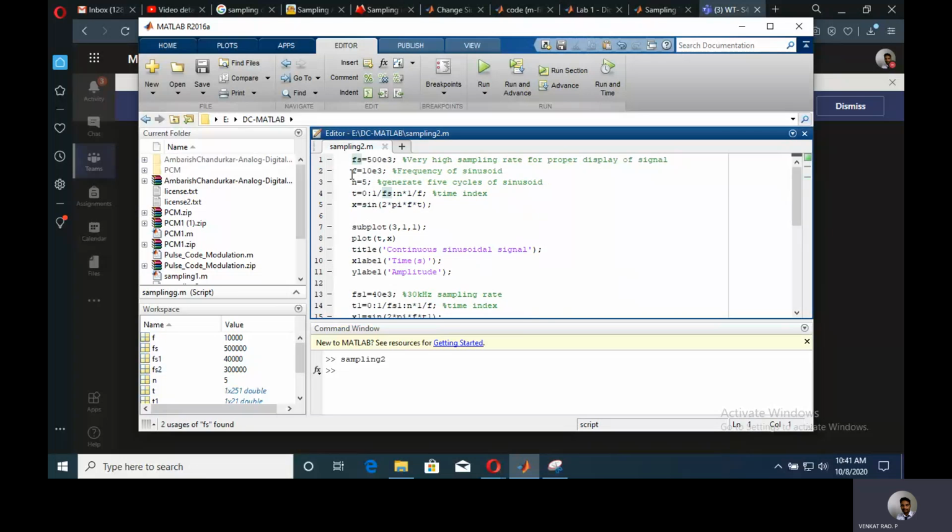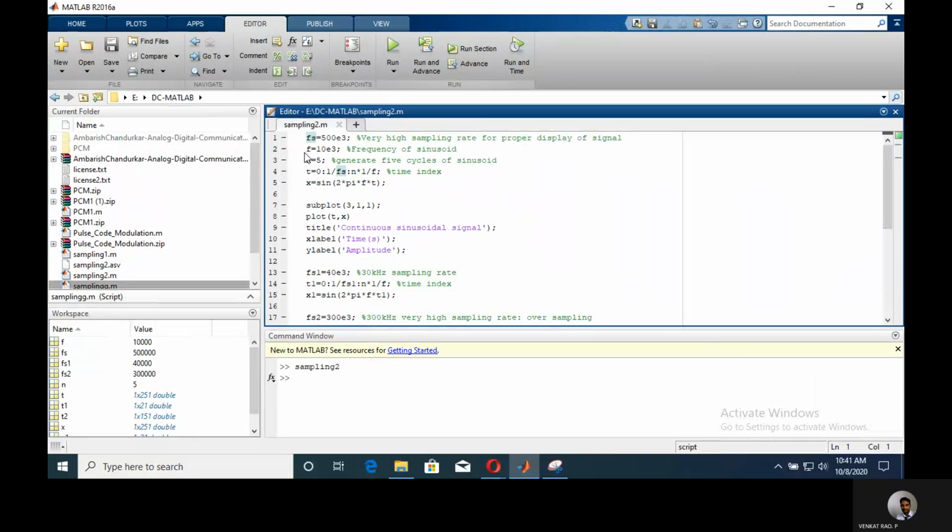Let us observe this. The first thing, I am taking the sampling frequency as 500 into 10 power 3, that is 500 kilohertz. So the notation 500E3 is equal to 500 into 10 power 3. That means we are considering a sampling frequency of 500 kilohertz, which is a very high sampling rate. Why is this used? In order to display the signal properly.